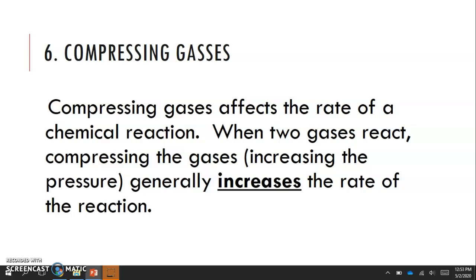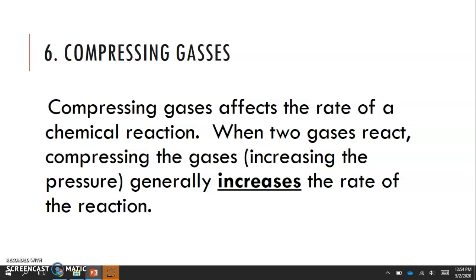And then another factor that can affect reaction rates is compressing gases. If you compress something, you make it smaller. So when two gases react, compressing the gases or increasing the pressure, if you increase the pressure in a gas chamber, you basically reduce the amount of area that the gas has to bounce around, and this generally increases the rate of reaction.